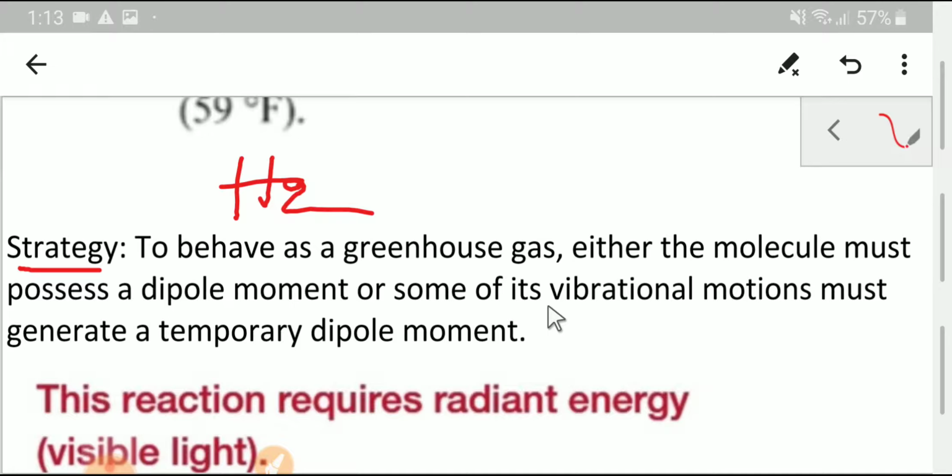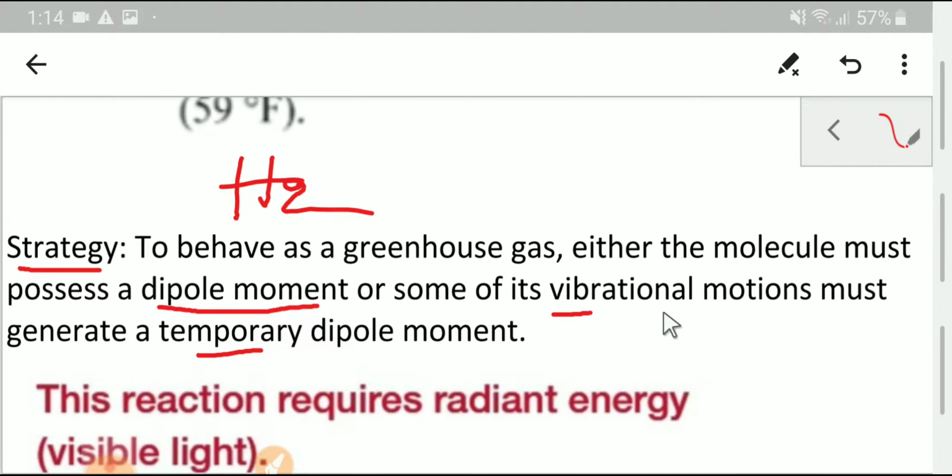For vibrational motions, a temporary dipole moment may be created. So what is the condition? To behave as a greenhouse gas, either the molecule must possess a dipole moment or some of its vibrational motions must generate a temporary dipole moment. Since hydrogen is non-polar, it doesn't have a permanent dipole moment.